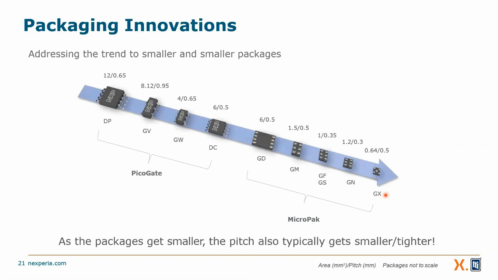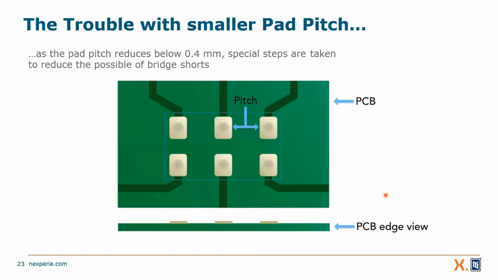The problem is that as the packages get smaller, the pitch also gets smaller as well. That means that the distance between the pins on a very small package gets really tiny. As that pitch gets too small though, it suddenly becomes very difficult to pick and place it because the pitch is so small and so exact. It becomes more difficult to solder without bridges. So there is some point where I can't make the pitch any smaller, even if I would like to make the package smaller. And Nexperia came up with an innovation for that.